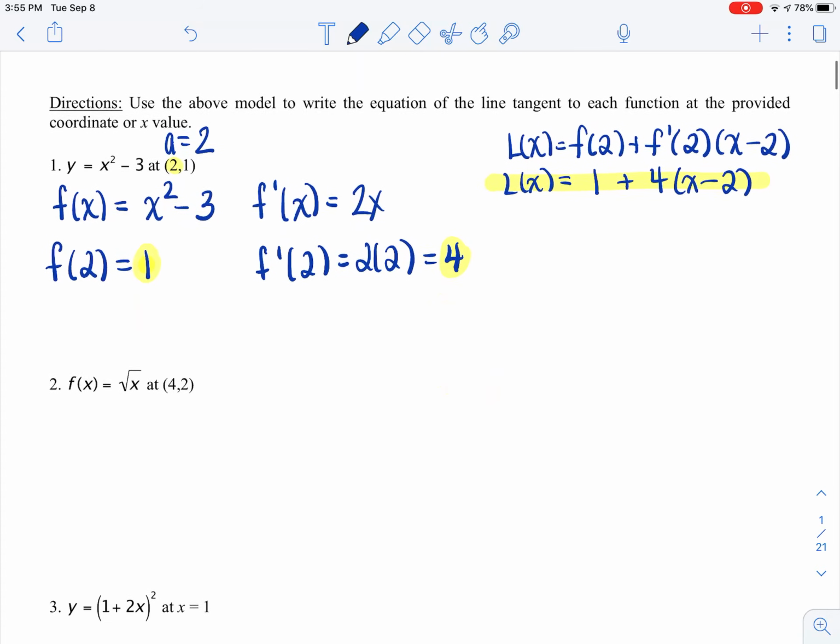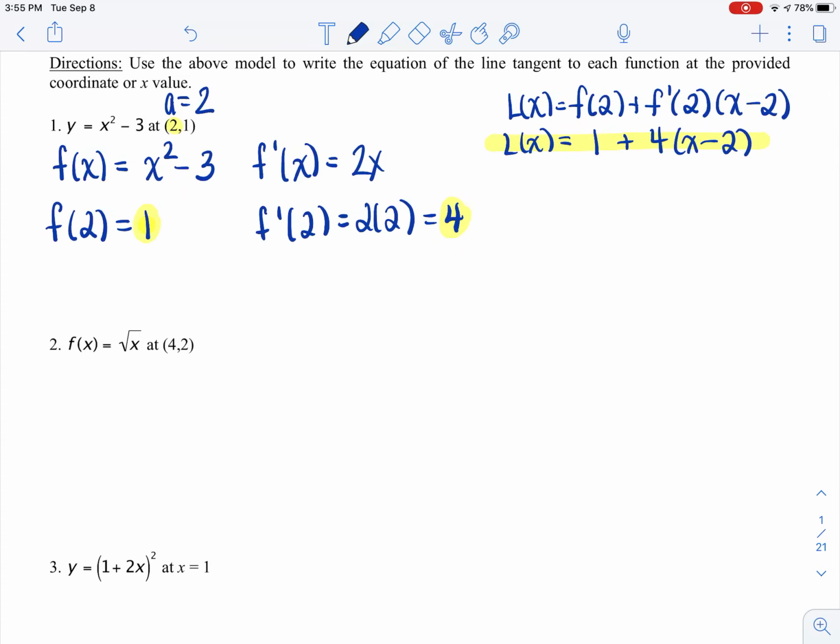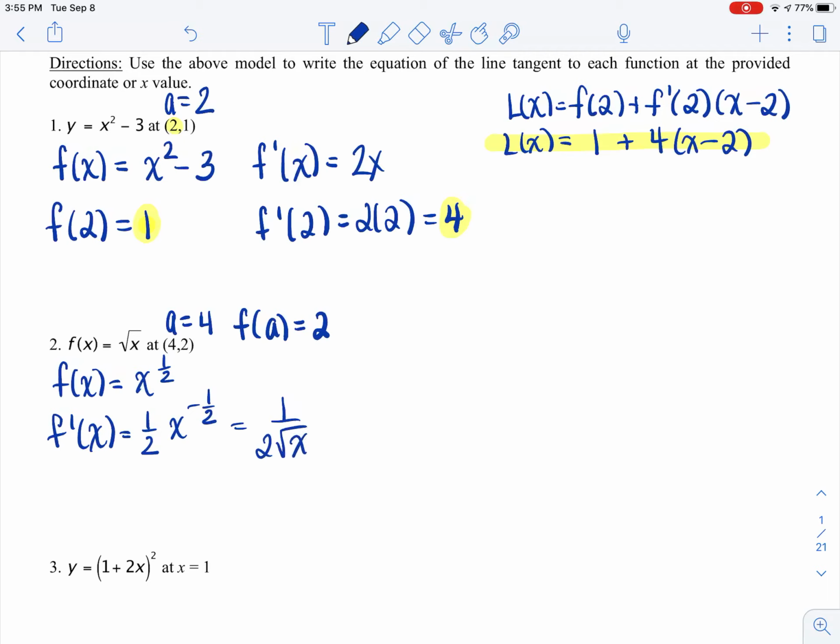Okay, so keeping up with the same model, let's take a look at question number 2. Once again, we're fortunate that we are given that a equals 4. We already know that f of a equals 2 because that's given to us. So we need to figure out what is the f prime of x function. If you think in this case of f of x as x to the 1/2, then when we do the power rule to find f prime of x, you drop your power down in front and subtract 1 from your power, which is another way of doing 1 over 2 radical x. So I want the f prime of 4, because my a value is 4. So I'm going to plug in: 1 over 2 radical 4 is 1 over 2 times 2, or 1/4.